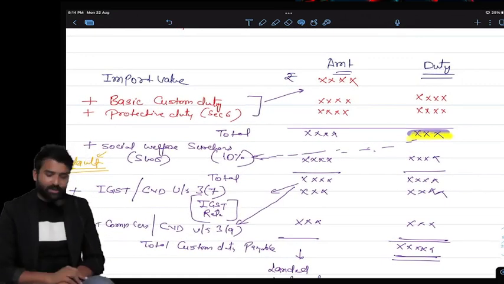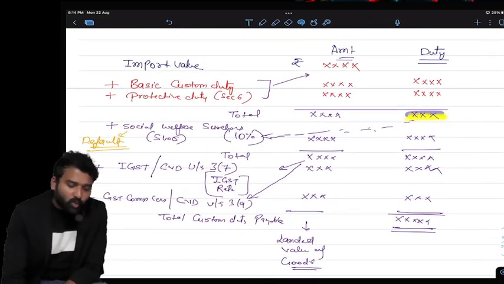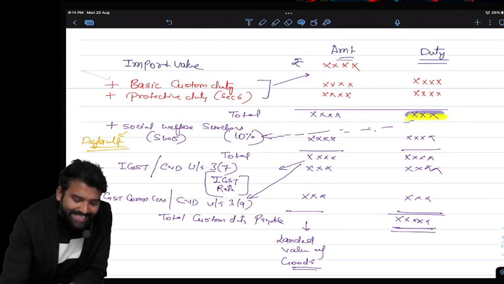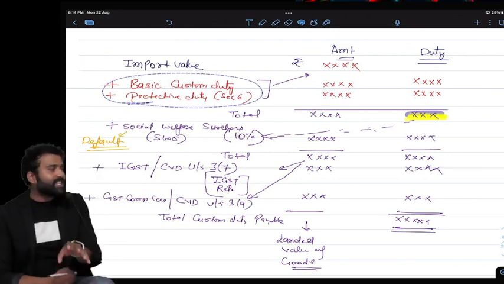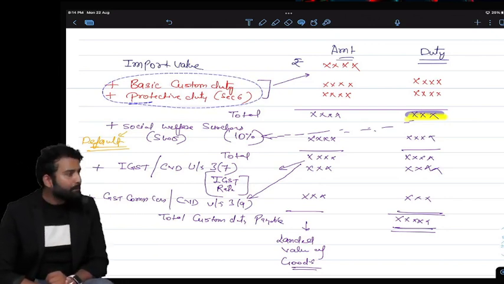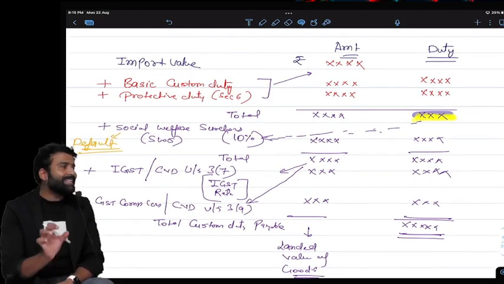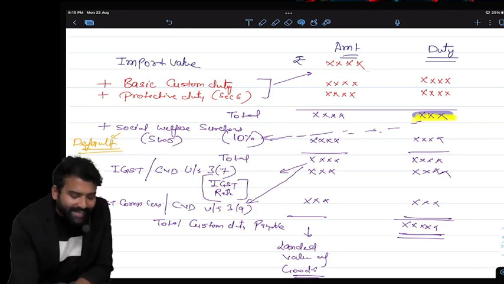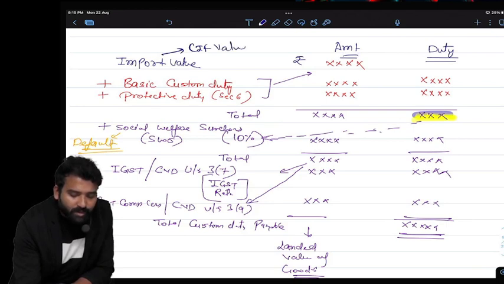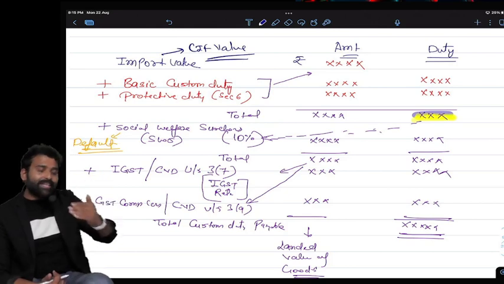This is very important. After calculating the import value, I will now calculate the basic customs duty and the protective duty under section 6. I will explain later what is the meaning of protective duty and basic customs duty. But listen very carefully how we will calculate the customs duties after arriving at the CIF value. This is my CIF value. Now after completing the valuation as per the CIF value, how will I calculate the customs duty?